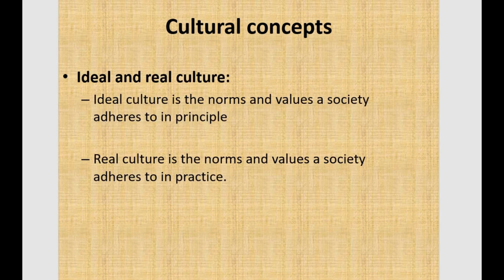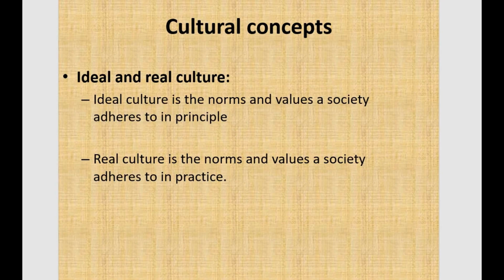Great. And then we move on to understanding the ideal and the real culture. So the ideal culture is the norms and values a society adheres to in principle. Ideally, we always say that our norm is we don't accept corruption, or we hate corruption. But real culture will let you know that we practice it. So ideally, in principle, we don't like corruption. But in real culture, you find out that even though it is stated ideally, that's what we are doing. Hope you are getting the point.